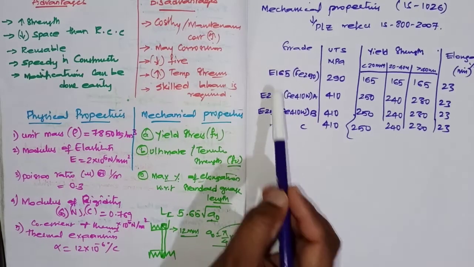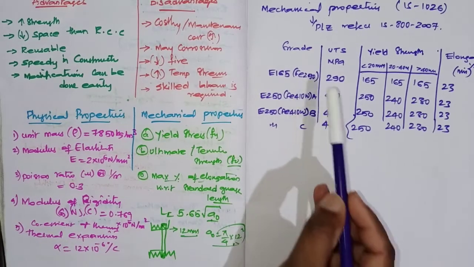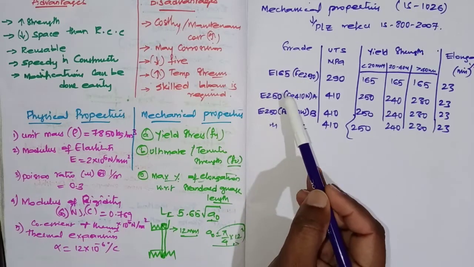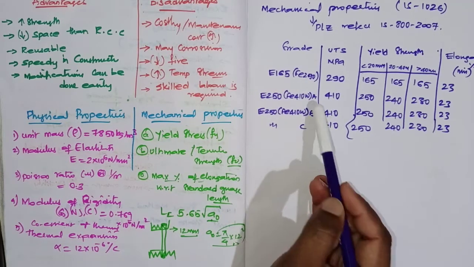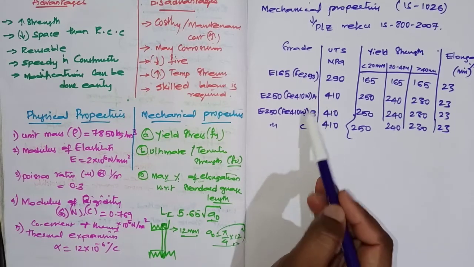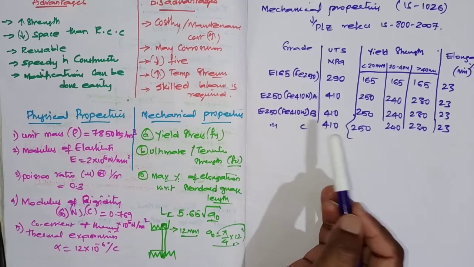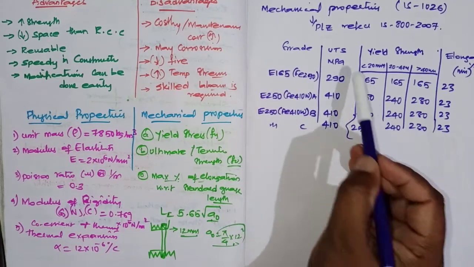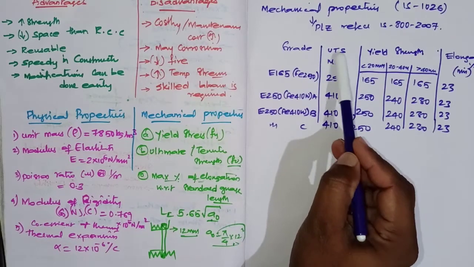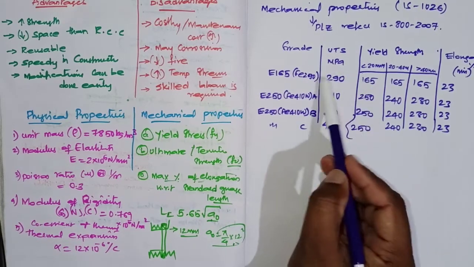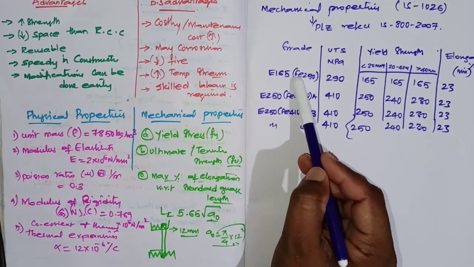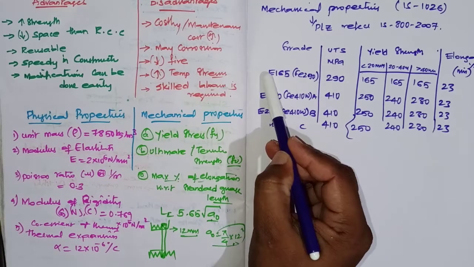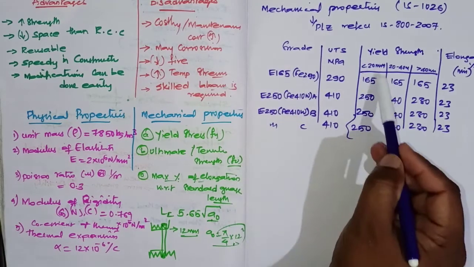In that you will have different grades. E165 means Fe290. E250 you will have Fe410 like that, but in this you will have categories. In categories, some mineral percentage may change, and based upon that they have been categorized. And here UTS is nothing but ultimate tensile strength in Newton per mm square and megapascal. For E165 or Fe290, this 290 is its ultimate tensile strength only, whereas E165 means E is nothing but yield strength.